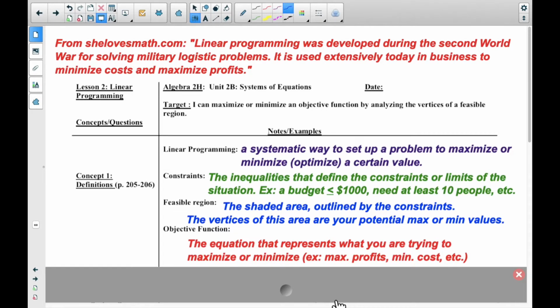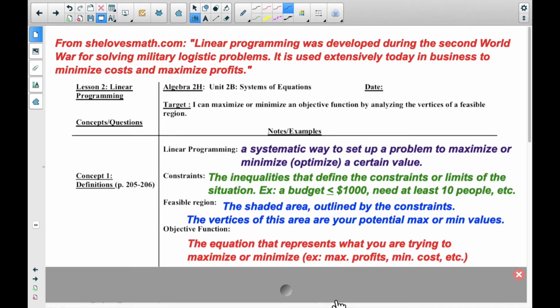Constraints. The constraints are the inequalities that define the constraints or limits of the situation. So for example, let's say you have a budget and you have to spend less than $1,000. That's a constraint. Let's say you need to have at least 10 people. That's a constraint. Anything that could be said as an inequality is going to define your situation.